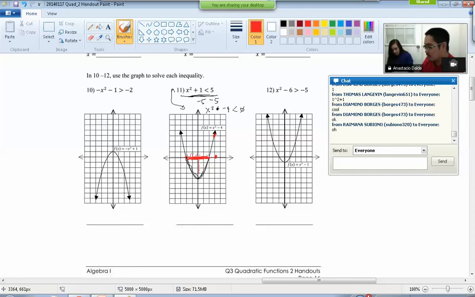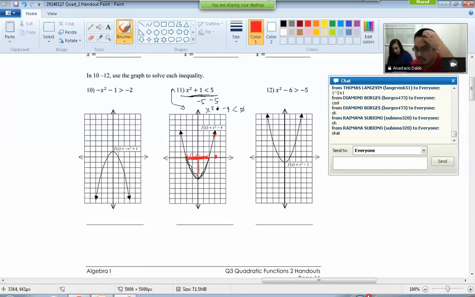We cool? So all you do is you just say, all right, well, it's these x values between here and here, and that looks like to me it's negative 2 and 2. So you're talking about x is between negative 2 and 2. Are we cool? Do you understand that?